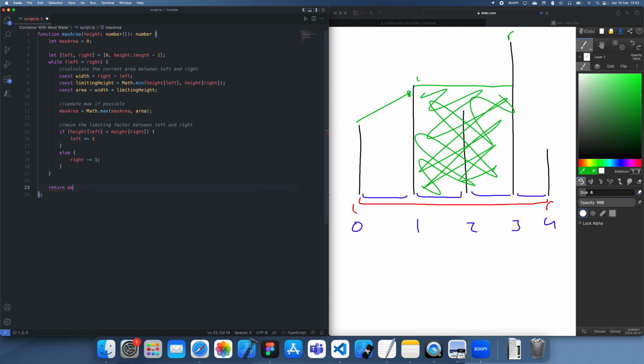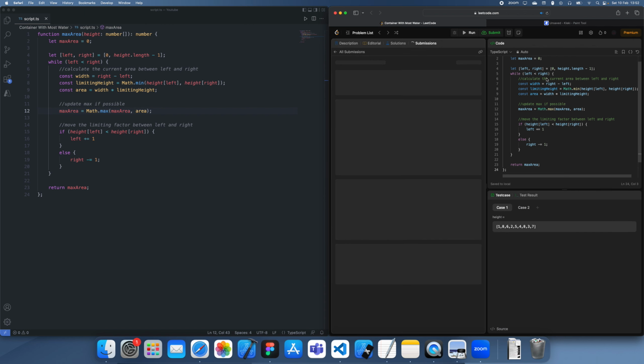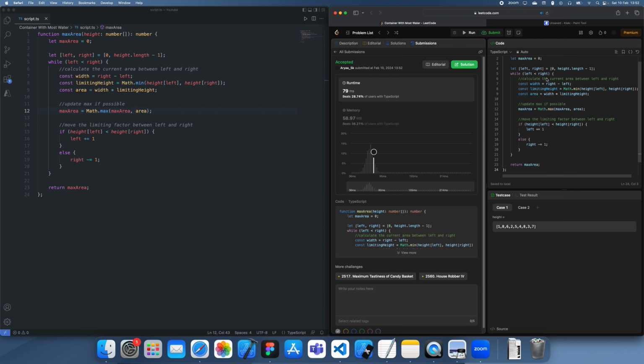The basic idea for this is to use 2 pointers and only move the limiting factor. That's the idea. And that's how we get to this. So here's the solution. Let's see how well it does against other ones. And yeah, there we go. So not the best, although we are still in this cluster.